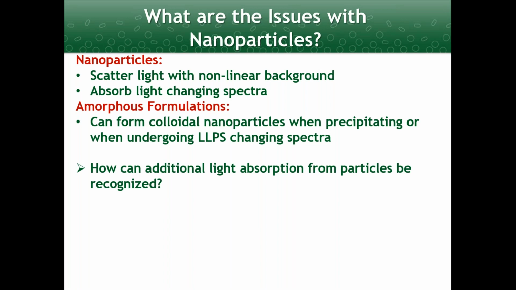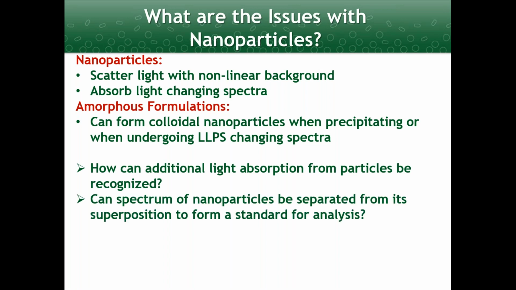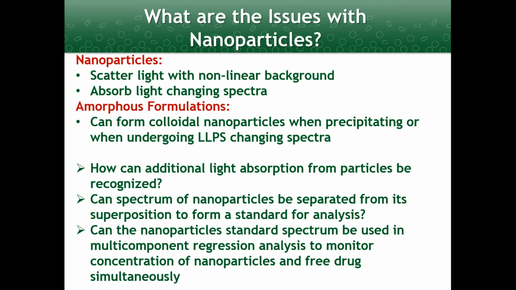How can additional light absorption from particles be recognized? And can the spectrum of nanoparticles be separated from its superposition to form a standard for the analysis? These are the kinds of questions we tried to answer during development of AuPRO 6. Can a nanoparticle standard spectrum be used in multi-component regression analysis to monitor the concentration of nanoparticles and free drug simultaneously? So now we will try to combine the features of multi-component regression and separation of the nanoparticle spectrum.